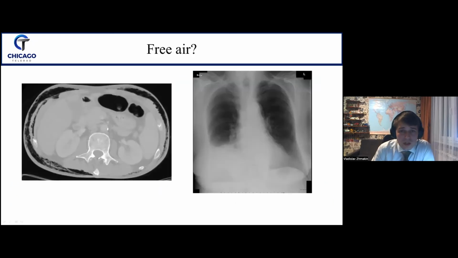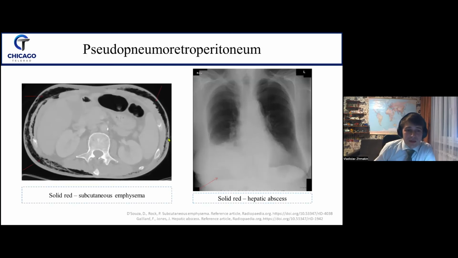So again, the question is: is there at least one image with pneumoretroperitoneum? And the answer again is no, because on the left there is a moderate amount of air in the subcutaneous tissue and between the muscles. So it mimics pneumoretroperitoneum. And on the right, there is an air-fluid level projected over the liver, which is just a hepatic abscess.